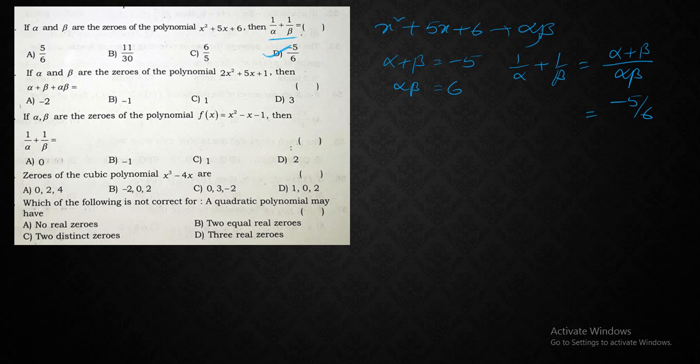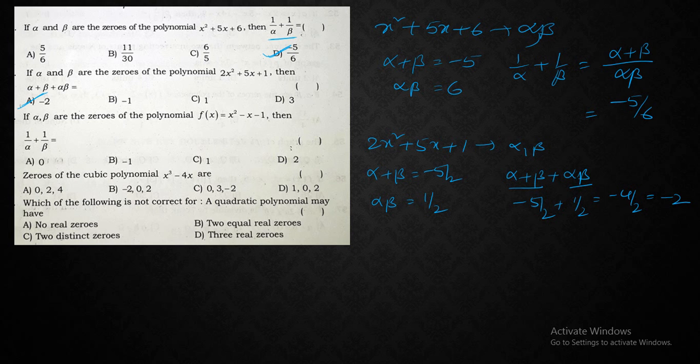Next, moving on to one more question. What is given is 2x square plus 5x plus 1, and its zeros are alpha comma beta. From this, alpha plus beta is minus 5 by 2 and alpha into beta is 1 by 2. Now what is asked? Alpha plus beta plus alpha beta. Clearly, this is sum of zeros plus product of zeros. So minus 5 by 2 plus 1 by 2 gives me minus 4 by 2, which is minus 2. So the answer is minus 2.